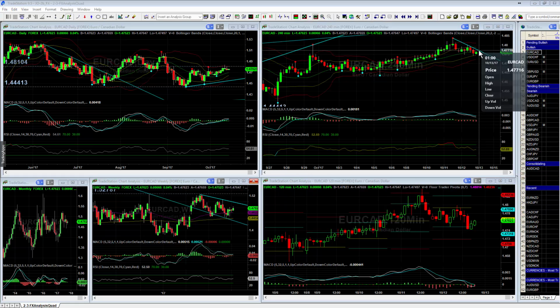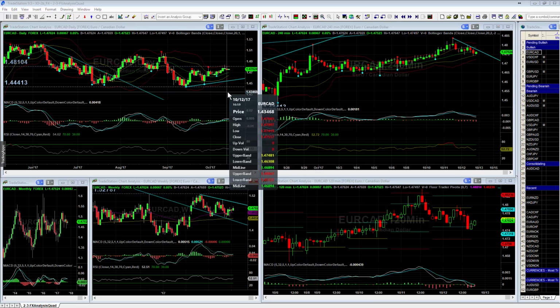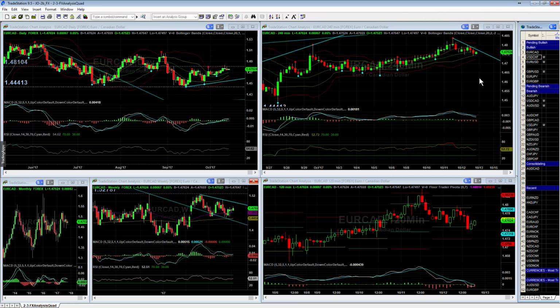That would be if we can get above about 1.4473 or so. But really what we're going to do is watch to see if we can break above the previous bar here at 1.47997, potentially to go higher.